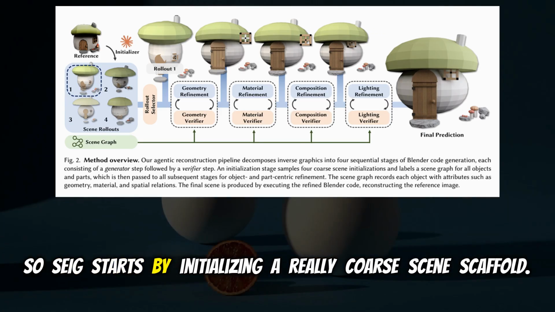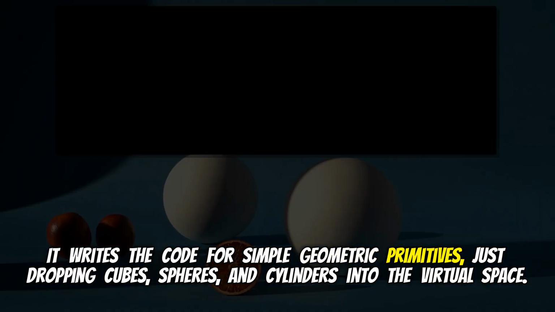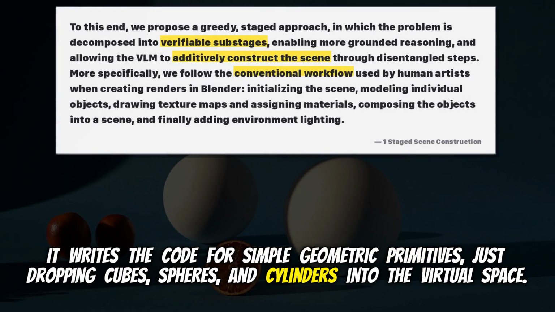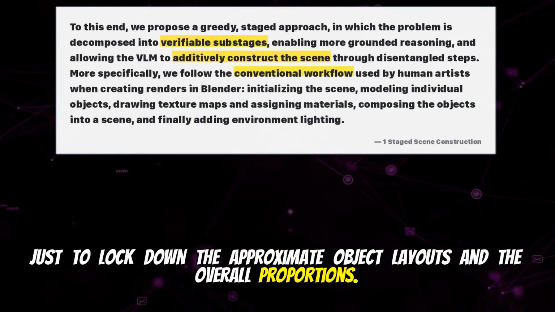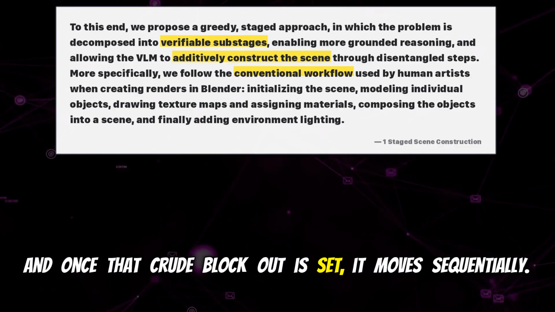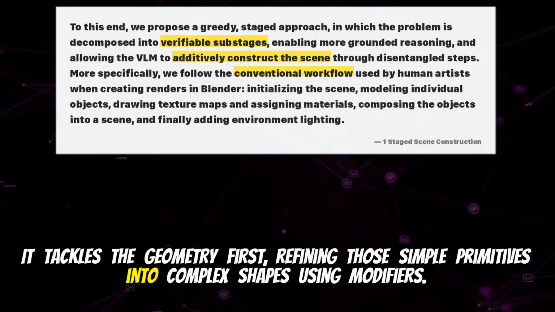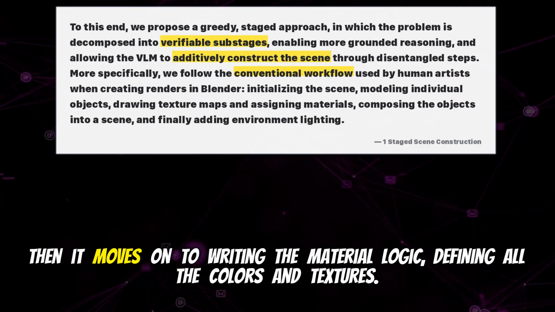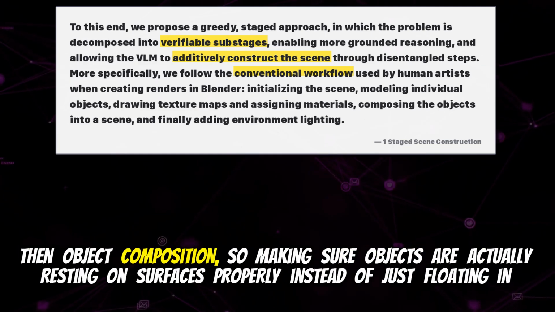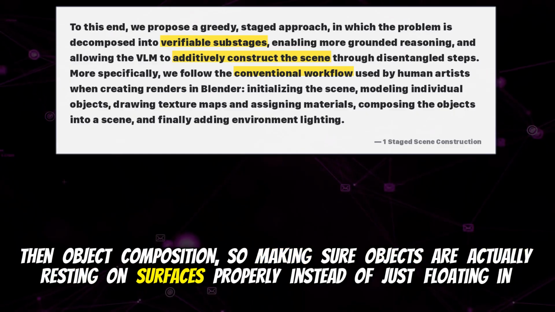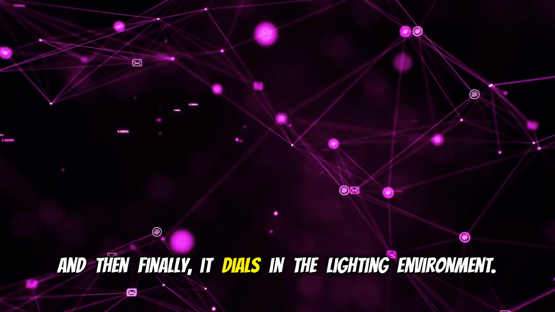So SEIG starts by initializing a really coarse scene scaffold. It writes the code for simple geometric primitives, just dropping cubes, spheres, and cylinders into the virtual space. Just to lock down the approximate object layouts and the overall proportions. Yeah, and once that crude blockout is set, it moves sequentially. It tackles the geometry first, refining those simple primitives into complex shapes using modifiers. Then it moves on to writing the material logic, defining all the colors and textures. Then object composition, so making sure objects are actually resting on surfaces properly instead of just floating in midair or clipping through the floor. And then finally, it dials in the lighting environment.